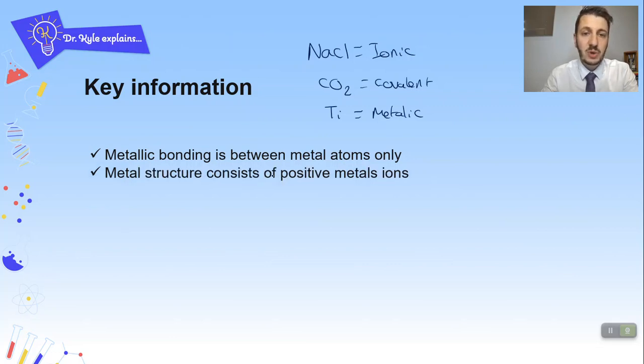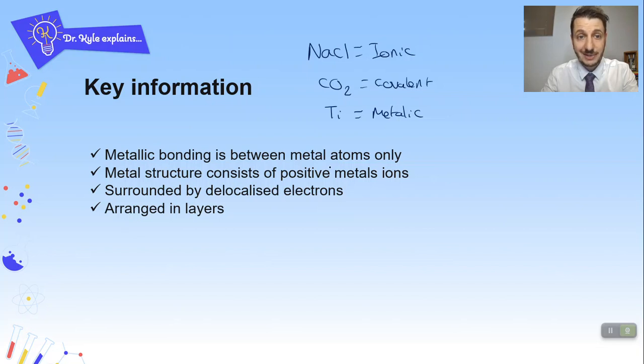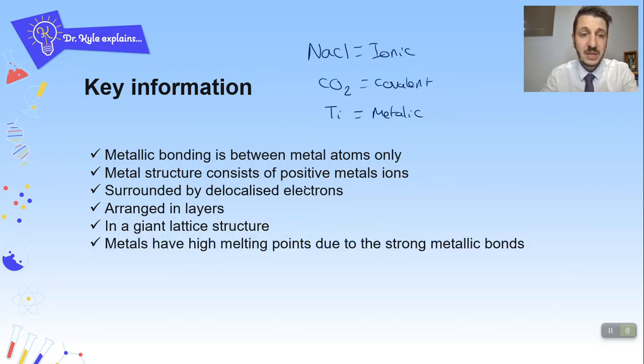So metal structures consist of positive metal ions. They are surrounded by delocalized electrons. They're arranged in layers in a giant lattice structure. Now this is really key information about the structure of a metal. Metals have high melting points due to the fact they have strong metallic bonds. When you have a metallic bond, it's a very strong bond, therefore high melting point.